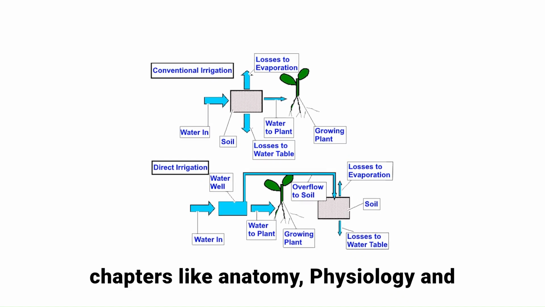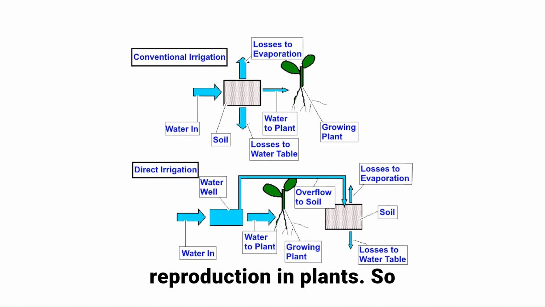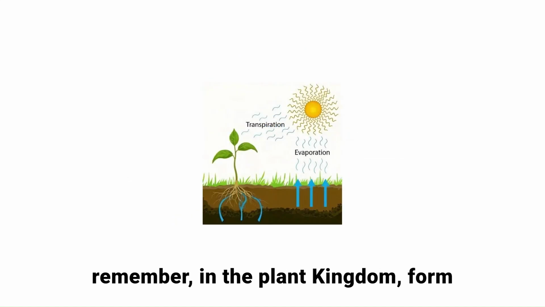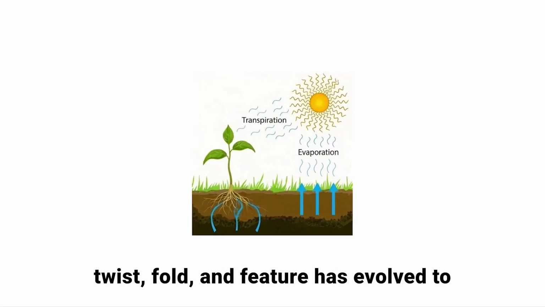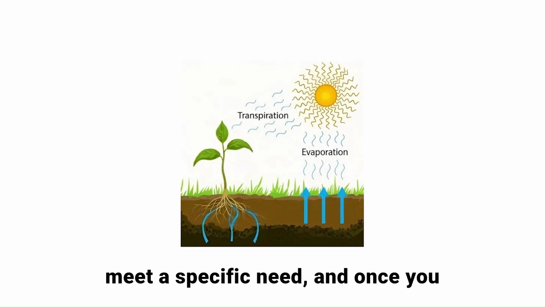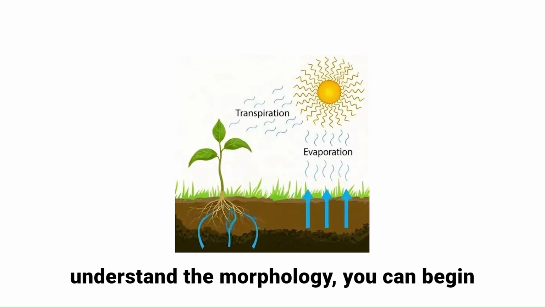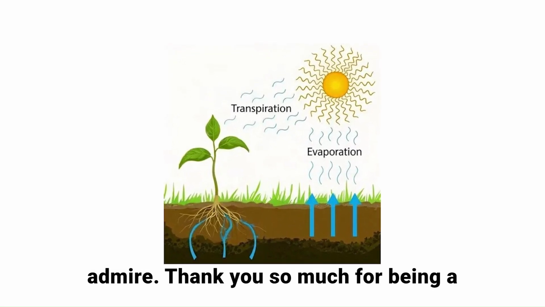By revising this topic carefully, noting examples and relating structures with their functions, you build a strong base for future chapters like anatomy, physiology, and reproduction in plants. So remember, in the plant kingdom, form always follows function. Every twist, fold, and feature has evolved to meet a specific need. And once you understand the morphology, you can begin to decode the plant world around you, from the food you eat to the flowers you admire.